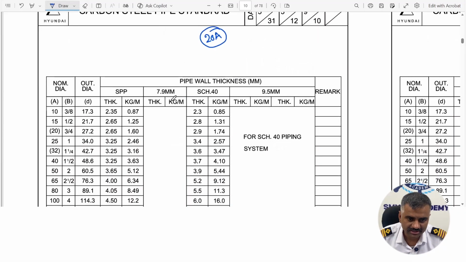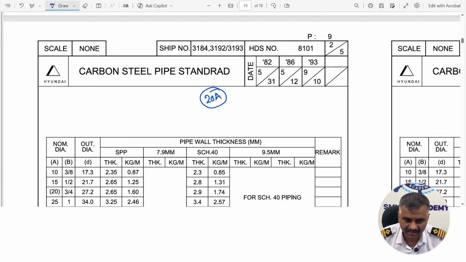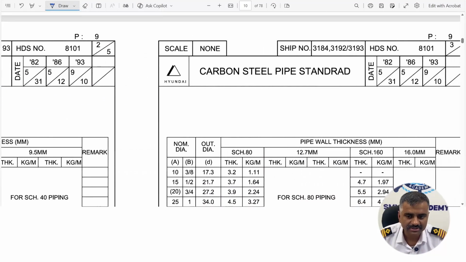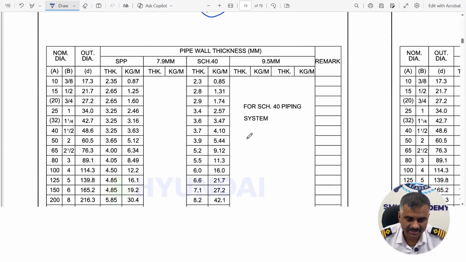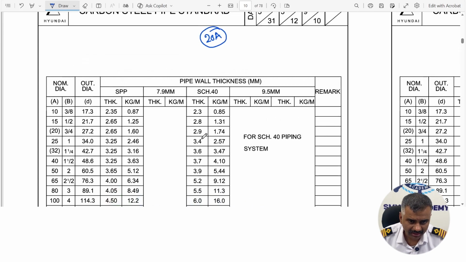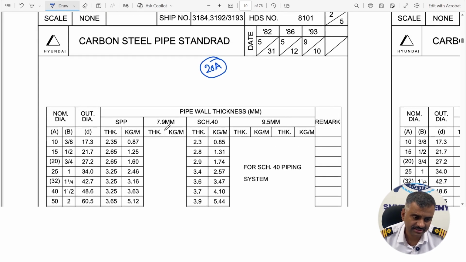Actually, when you see, this is the sheet for the carbon steel pipe standard. This is called pipe standard. Both the sheets are for the carbon steel pipe standards, and the next is for the stainless steel pipe standards. Similar funda, only the stainless steel is a stronger pipe having higher tensile strength, and the carbon steel is a lesser one. So mild steel pipes, these are mild steel pipes.